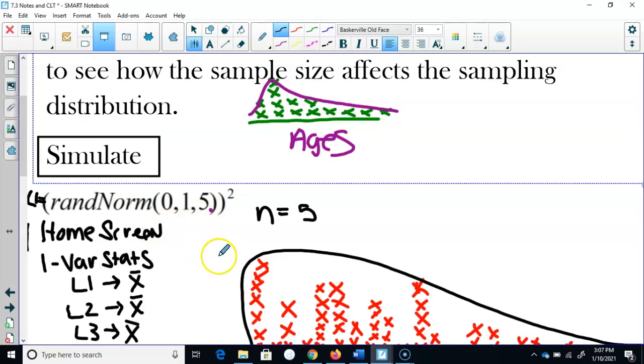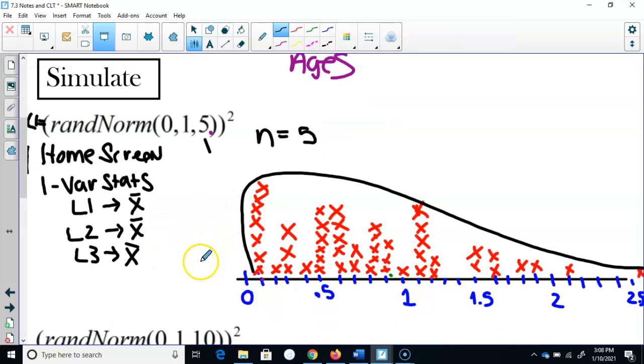I had a computer program where I had them type this in, and this means a sample of size 5 right here. They typed this in 3 times into L1, L2, L3, and found the average of each one. So everyone in my class found 3 averages from a population that was very skewed. Each of these X's represents each student's 3 averages. And this is still really skewed, which makes sense, because this simulation comes from a skewed distribution.